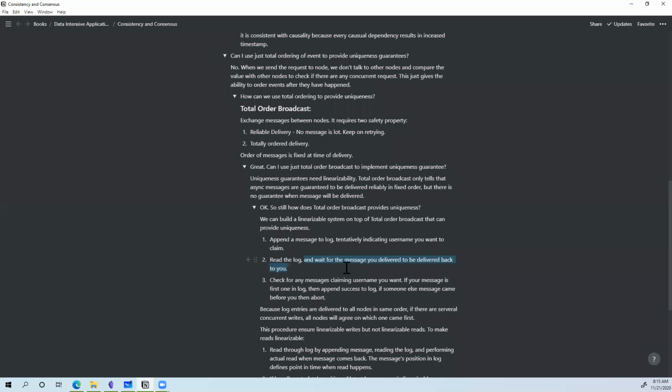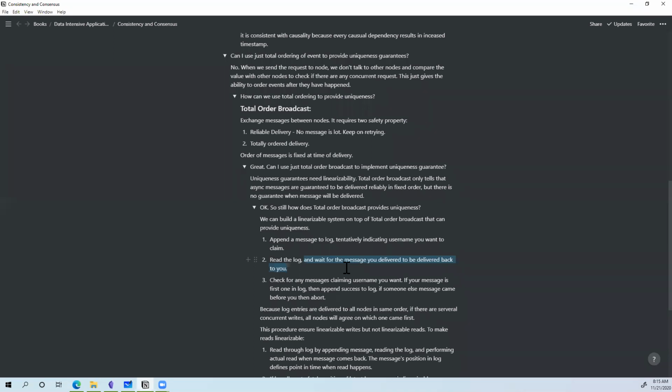For total order broadcasting, I think it has to wait for all nodes, right? Because every node has to agree. If one node or a few nodes do not agree, then it's not total order.